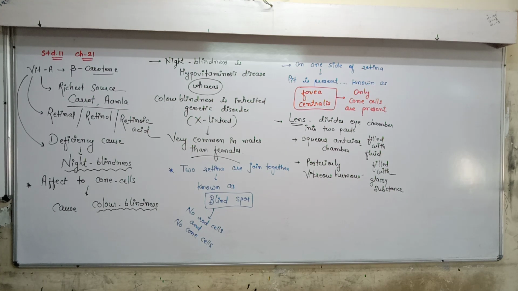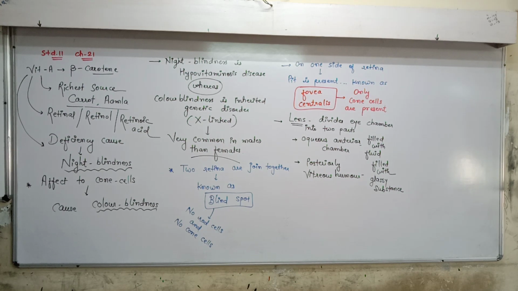And yesterday I told you that we see the object, that inverted image is formed over the retina, and it is interpreted in the optic lobe or occipital lobe in our cerebrum, and we see the object properly.